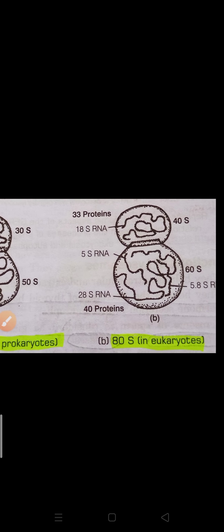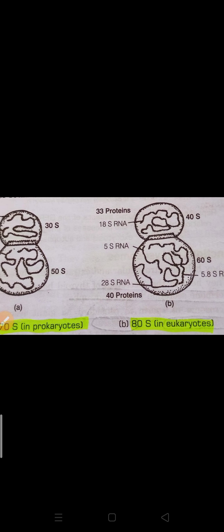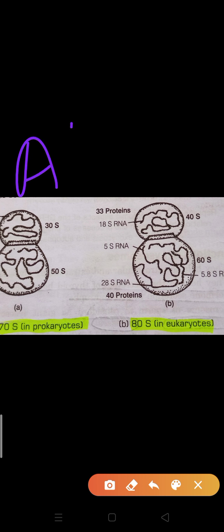Now I am going to tell you the functions of the ribosome. What is the main function? They are the sites for polypeptide, meaning protein synthesis. Clear? A peptide bond is a bond present between two amino acids, and you know protein is a chain of amino acids. This is the peptide bond. Clear? And that's why the protein chain is also known as the polypeptide chain.